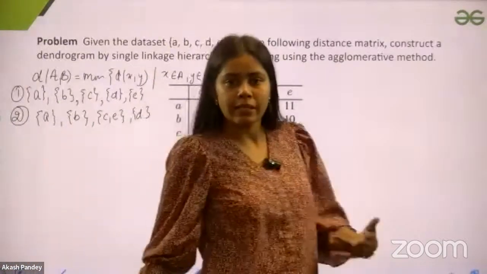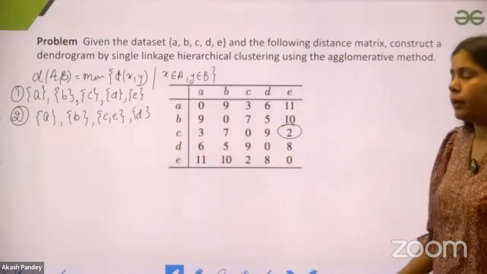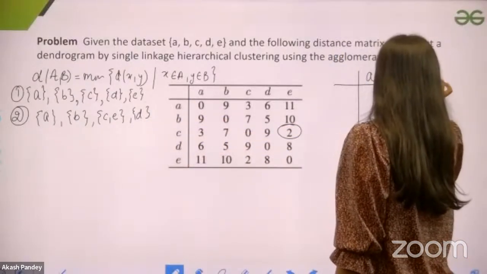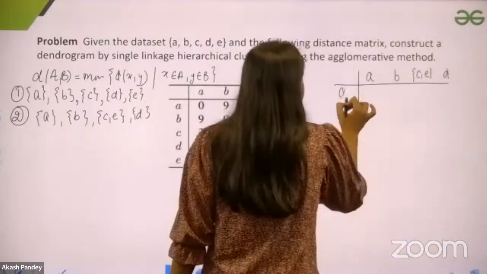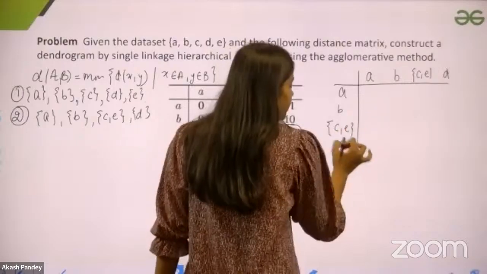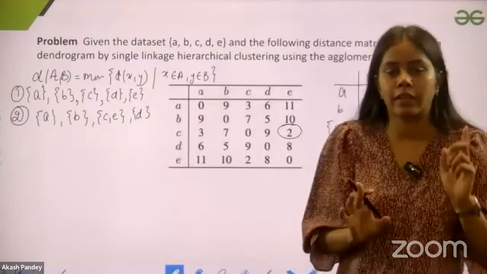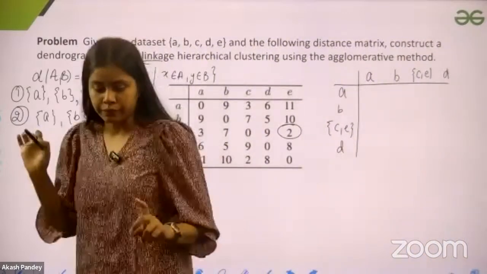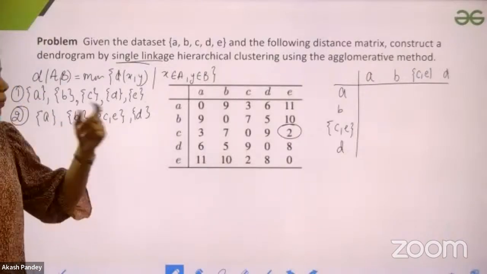Now the next step is to find the distance matrix for these 4 clusters: A, B, C comma E, and D. You would say, ma'am, we did the same thing in the last class, but the distance formula is different, because we were working on complete linkage. Here I am using single linkage.